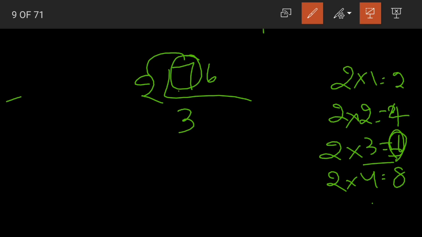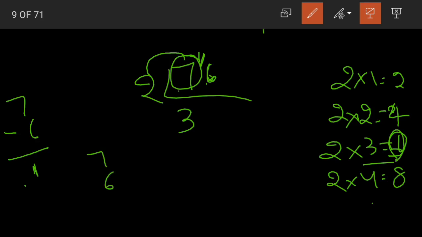So 2 3s are 6. Now what to do with the remaining one? When we subtract 7 and 6, we have 1. That is carried forward to the next digit. 6 becomes 16. Yes, even in addition we do the carry forward, and in multiplication, right?